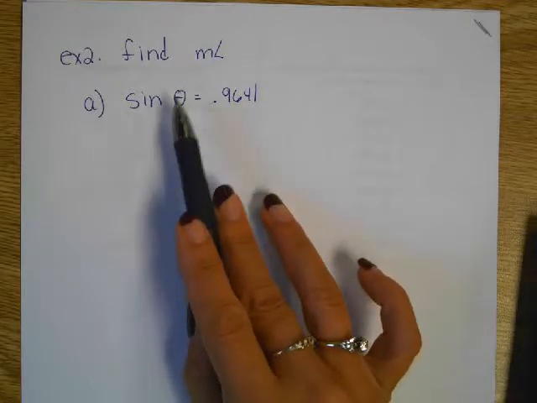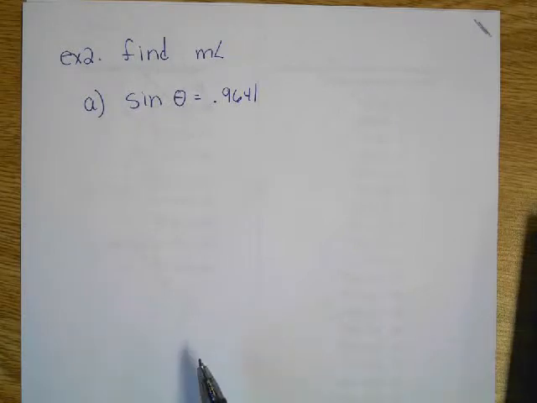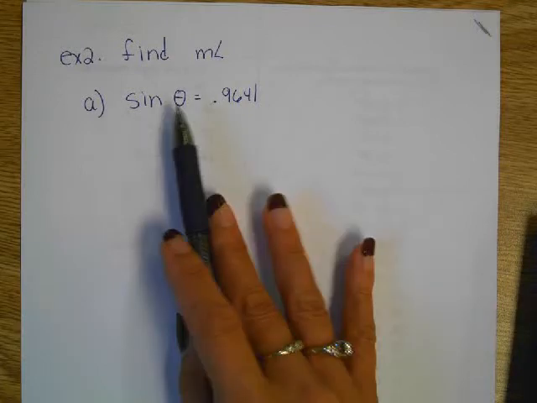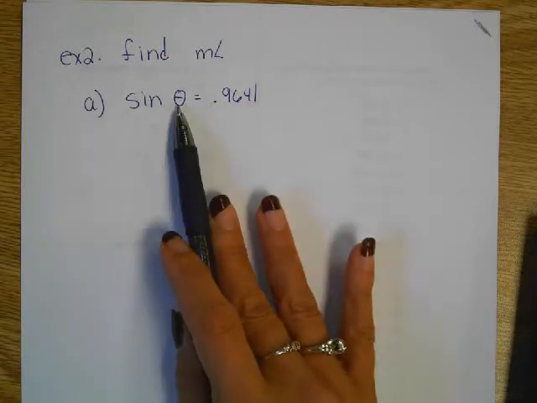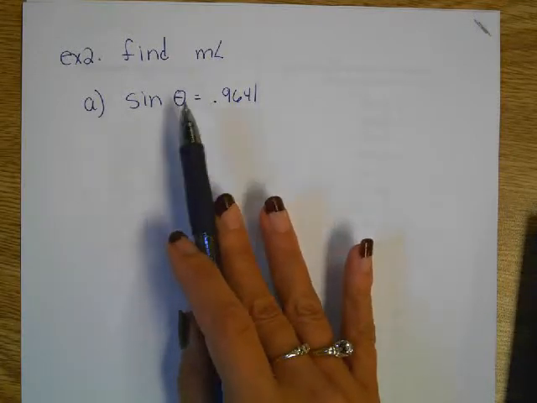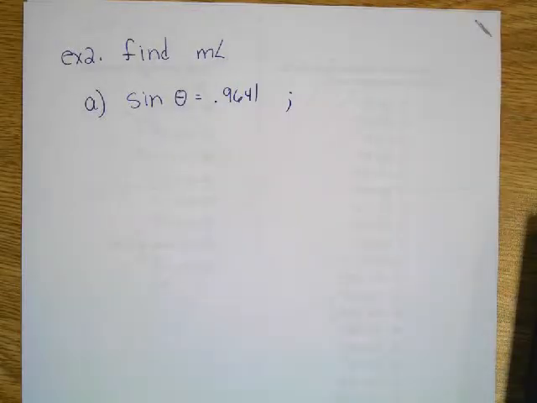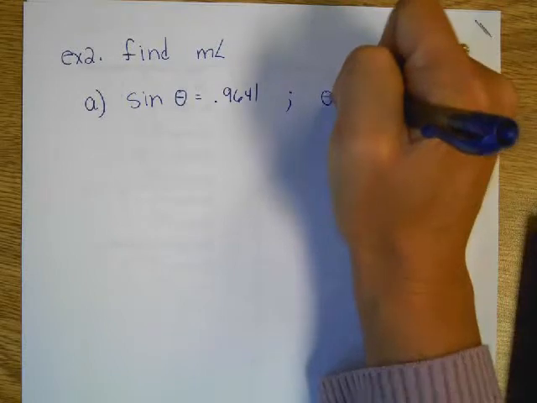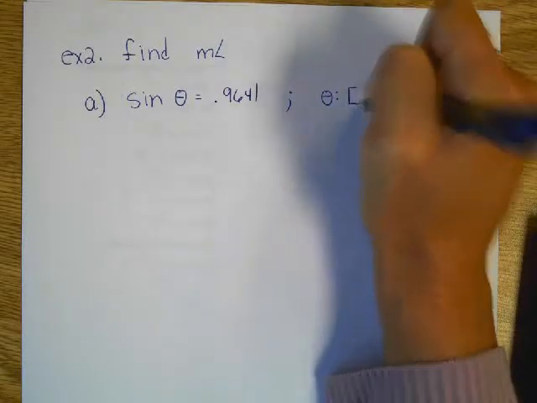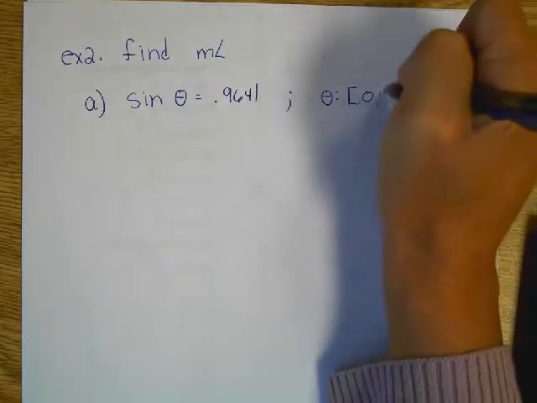I could ask for that angle in degrees or radians. Where's the extra information that says what mode to be in? I didn't put it down there, so you couldn't give me an answer right now. There's nothing here that says what form I want this answer in. So the way they do that is they'll say, here's your second piece of information: theta is in the interval from 0 to pi over 2.